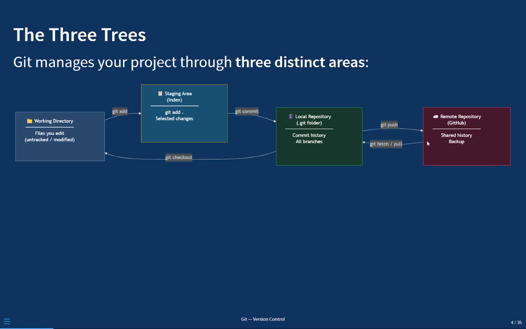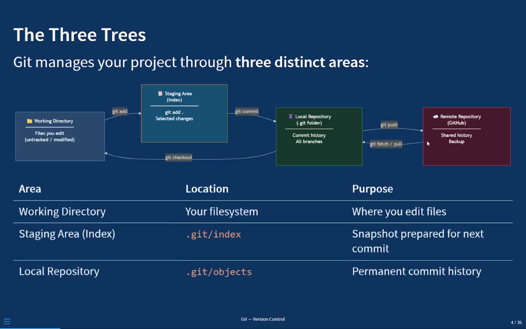The table at the bottom maps each area to its actual storage location. The staging area is a file called .git/index. The repository is the objects inside .git/objects. Understanding these 3 areas makes almost every Git command make intuitive sense, including all the ways to undo things, which we will cover later.